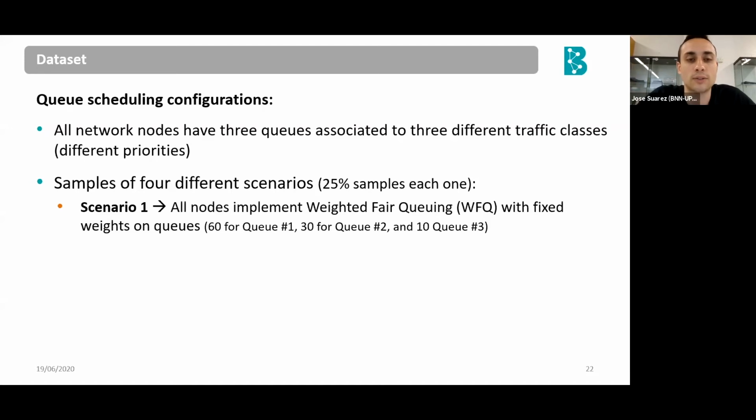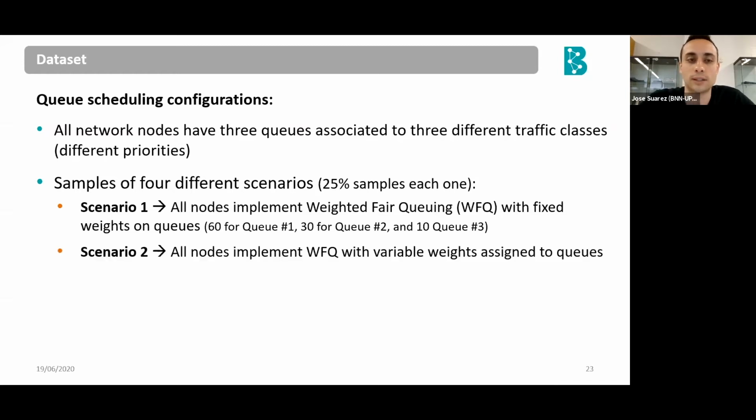So the first one considers that all the nodes in the network implement a weighted fair queuing policy. And this policy includes fixed weights on the different queues. So for the 3 queues, we consider different weights, but in all the nodes, we have the same weights. Then in scenario 2, we consider that all the nodes implement weighted fair queuing as well, but in this case, we have variable weights assigned to the different queues depending on the node.